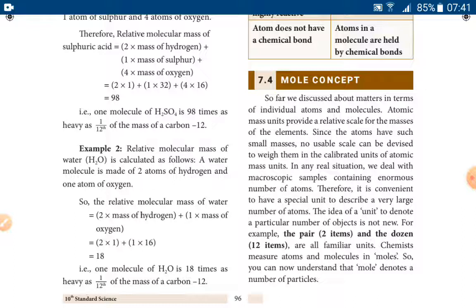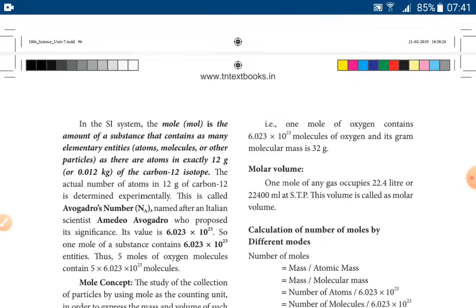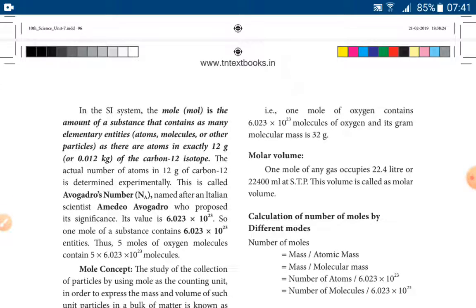Mole means the number of particles present in the given substance. And studying this number of moles in a given substance is the mole concept. So what is the definition according to the SI system? Mole is the amount of substance that contains as many elementary entities as there are in exactly 12 gram of carbon-12 isotope.